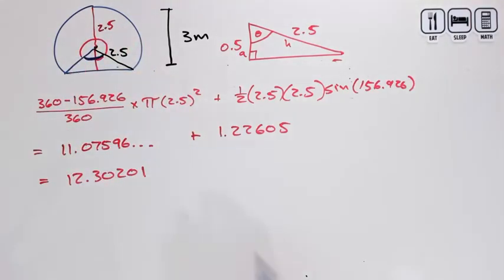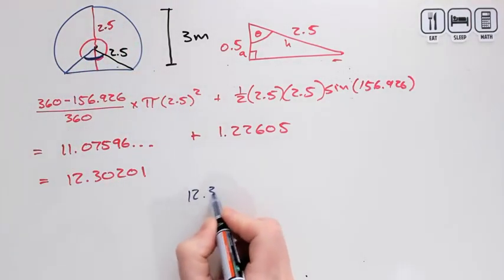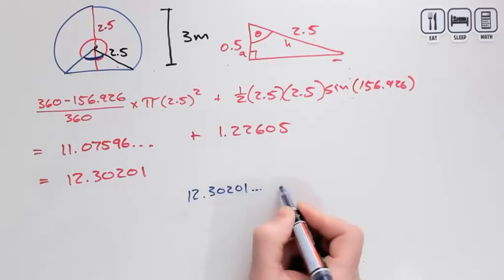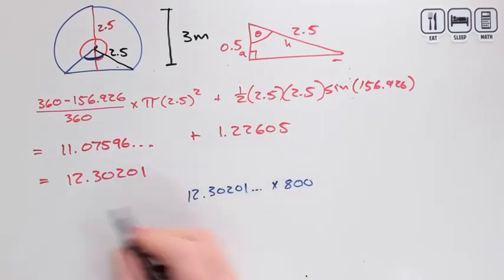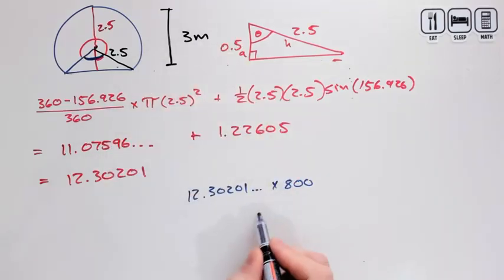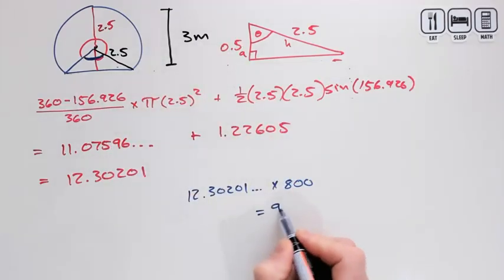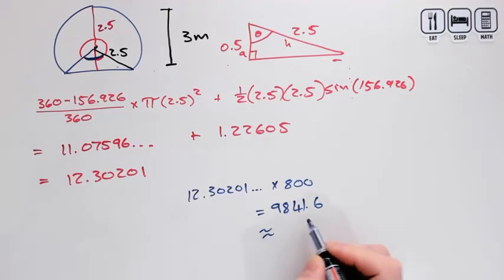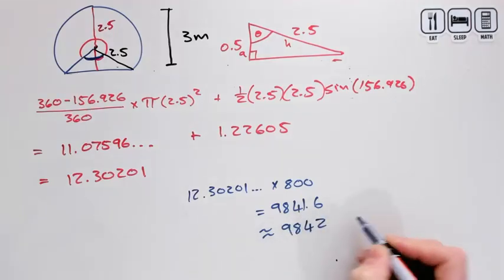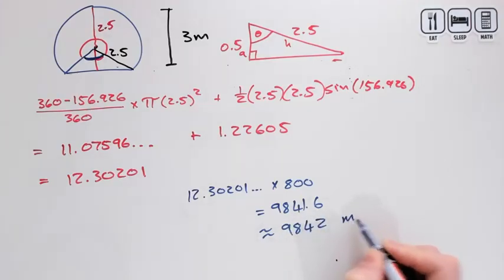And then to find the volume, we're going to take 12.30201 multiplied by the 800, because that's 800 meters that they said the thing is wide. And we'll be left with an answer like 9841.6. And to three significant figures, or four significant figures, I guess, three should be fine, but I would do it just like this, just to make it nice and whole. And we have our units would be cubic meters.